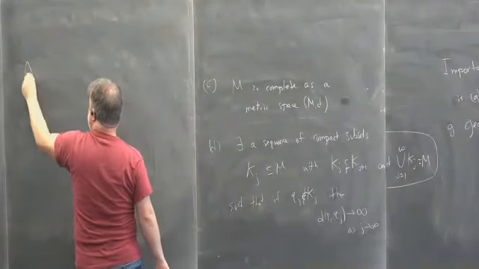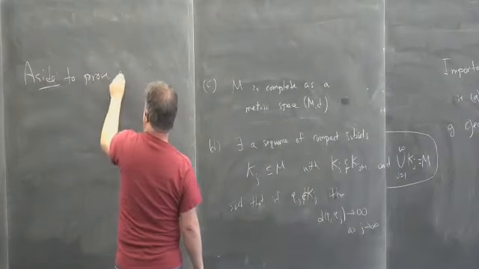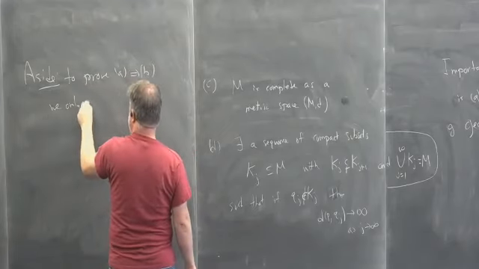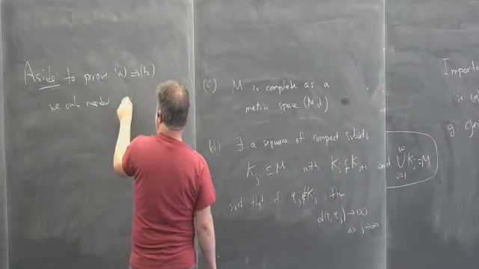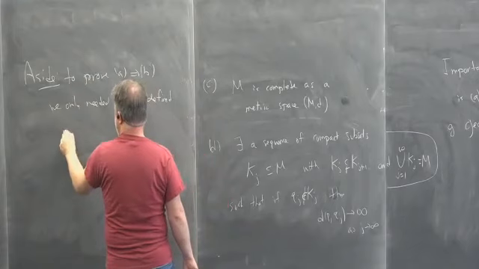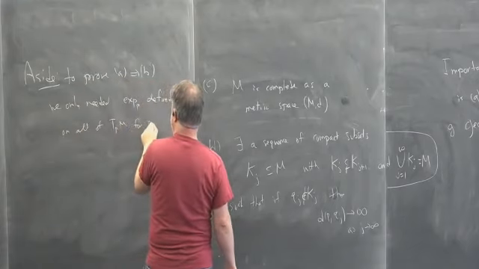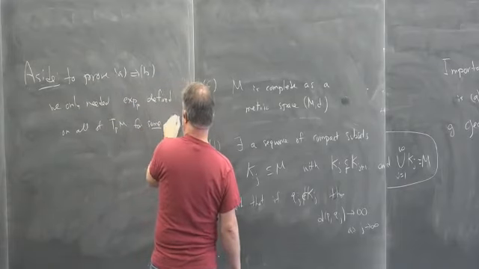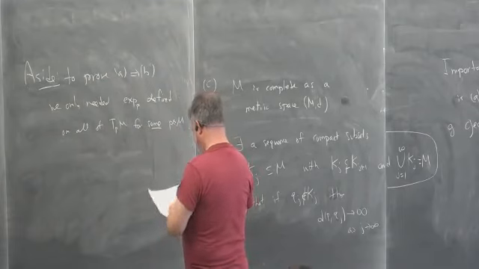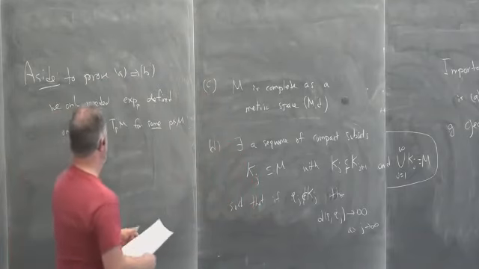So note, aside, to prove A implies B, we only needed exp_p defined on all of TpM for some p. And then that works. Okay, all the closed bounded sets are compact. Okay, so now let's prove B implies C.